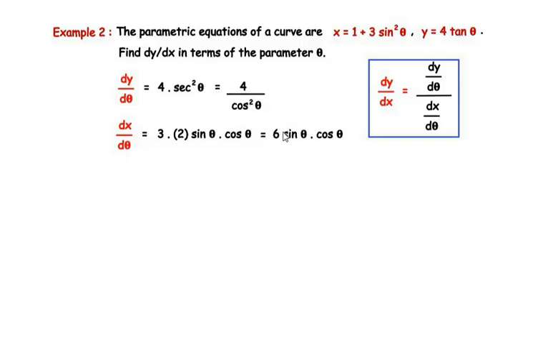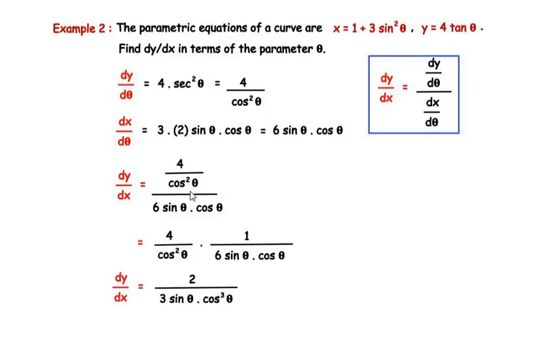Now once we have got this, we are going to plug these two in this formula, giving us dy by dx is equal to, now in place of dy by d theta we have written 4 over cos square theta divided by, now in place of dx by d theta we have written 6 sine theta times cos theta. Now let us simplify this further. So we have written 4 over cos square theta. Now the division becomes multiplication and this flips upside down, giving us 1 over 6 sine theta times cos theta.